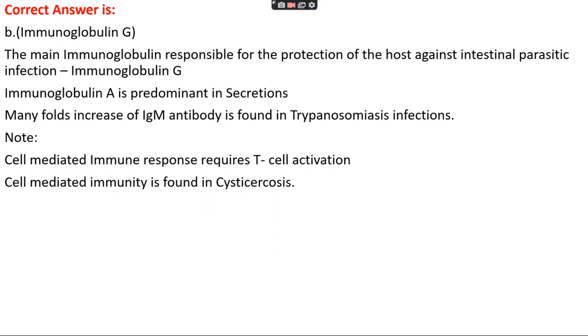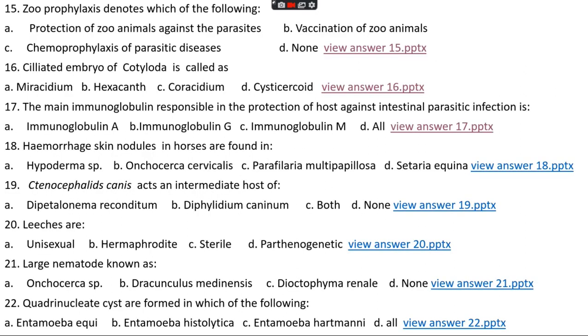Okay. The main immunoglobulin, which is responsible for the protection of the host against intestinal parasitic infection, is immunoglobulin G. Immunoglobulin A is actually found predominantly in secretions, and manifold increases of IgM antibody are found in trypanosomiasis infections. Cell mediated immune response requires T cell activation, and cell mediated immunity is found in case of cysticercosis infection.